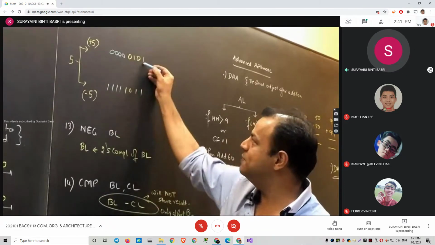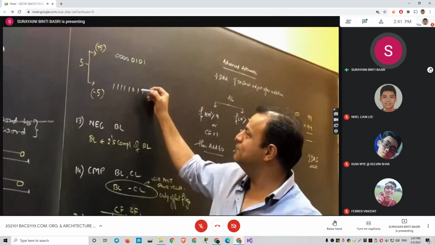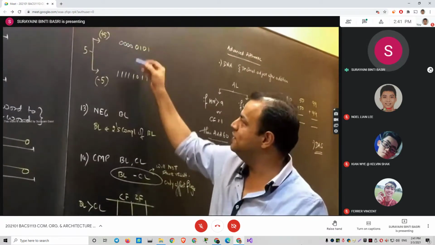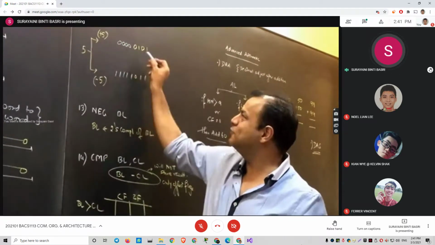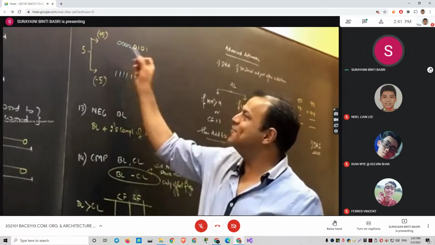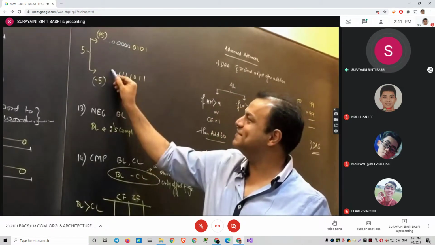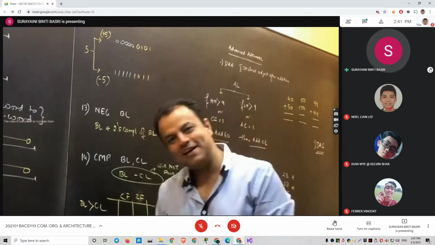You know how to take 2's complement. From right hand side, copy the number till you get the first one. Then complement everything. 0 becomes 1, 1 becomes 0, 0 becomes 1. All these zeros become 1. This was plus 5 as an 8-bit number. This is minus 5 as an 8-bit number. I want plus 5 as a 16-bit number. I'll put 8 extra zeros. Minus 5 as a 16-bit number. 8 extra ones. I think I made my point clear.